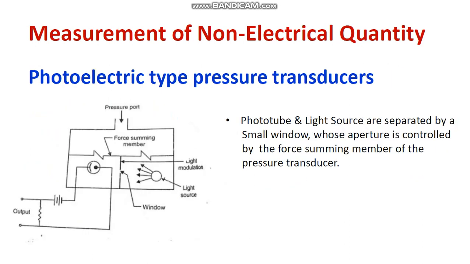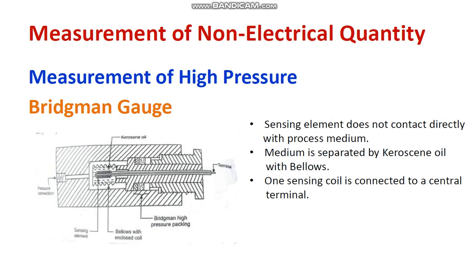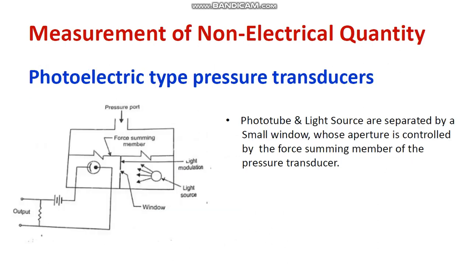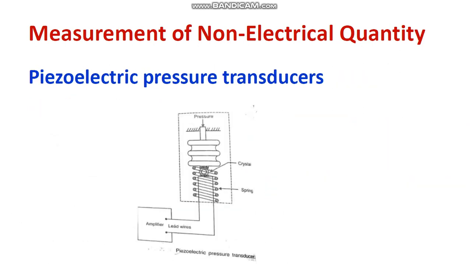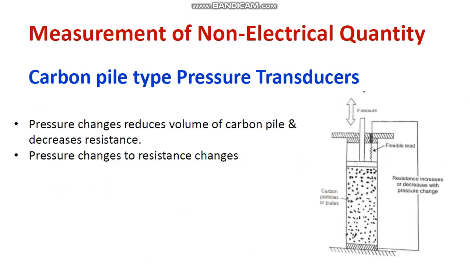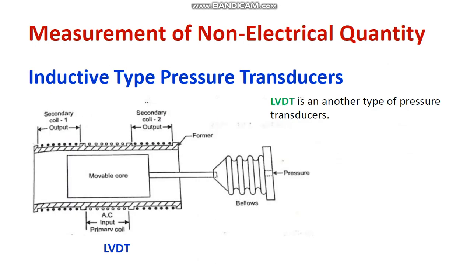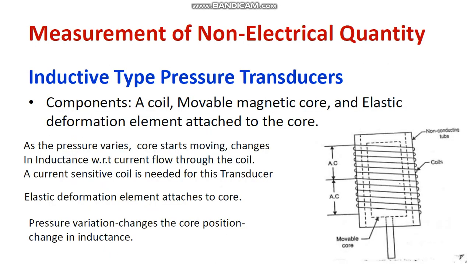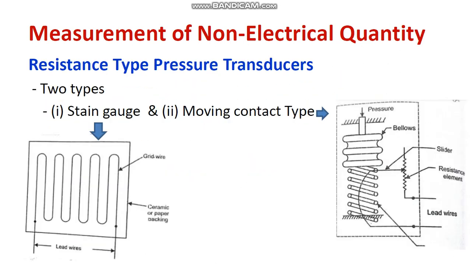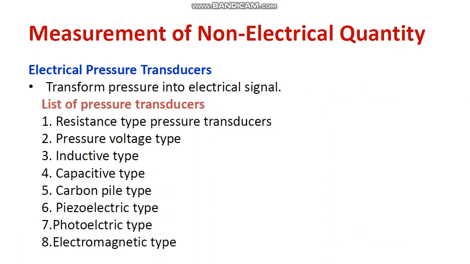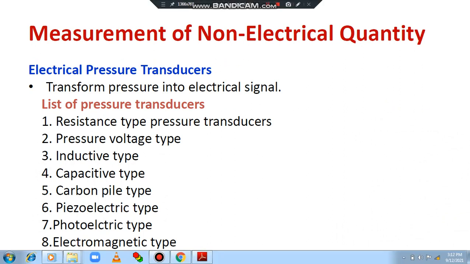So in this session we have discussed different methods such as the Bridgman gauge, photoelectric type pressure transducer, piezoelectric pressure transducer, carbon pile type pressure transducer, capacitive type pressure transducer, reluctance type pressure transducer, inductive type pressure transducer, pressure voltage transducer, and resistance type pressure transducer. In the coming session I am going to discuss the direct method of measurement of pressure.